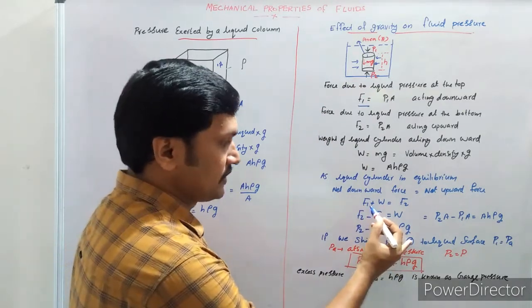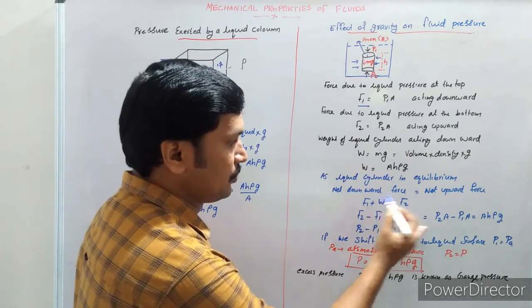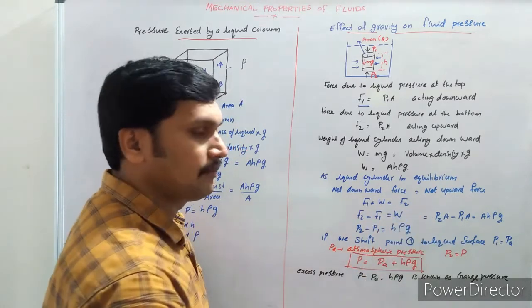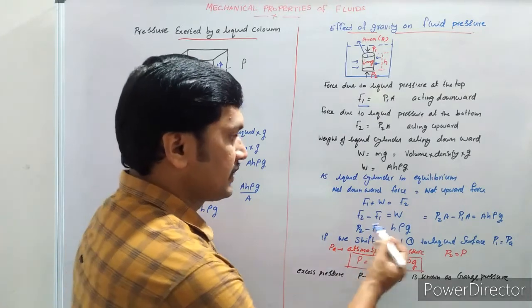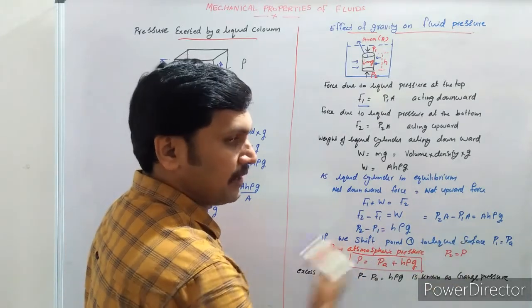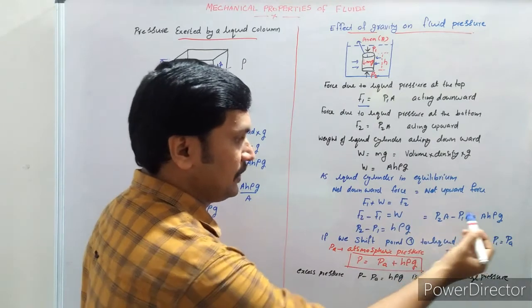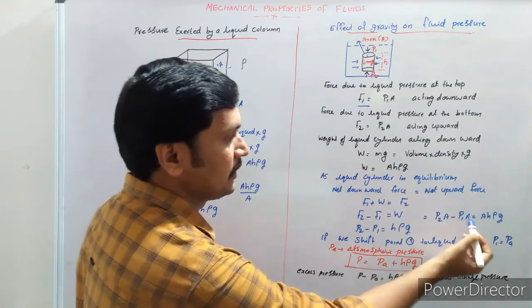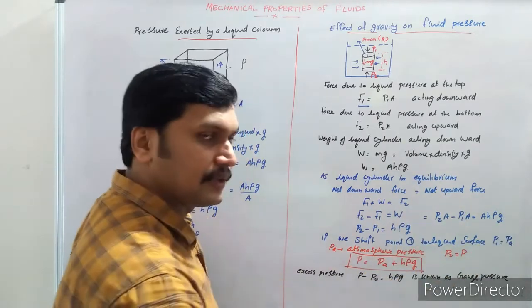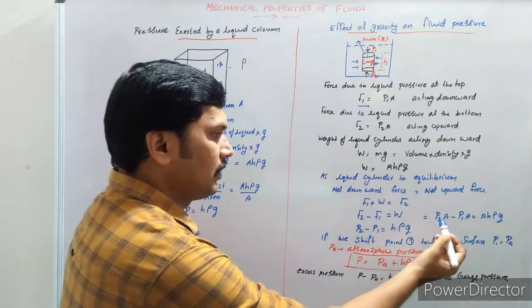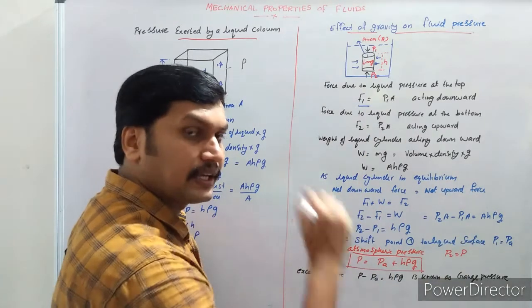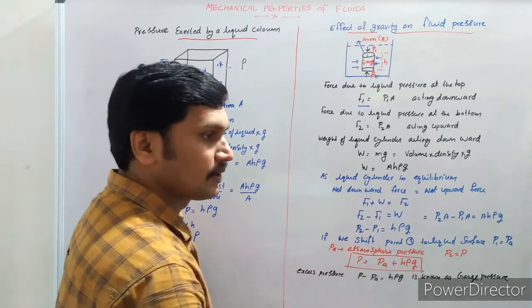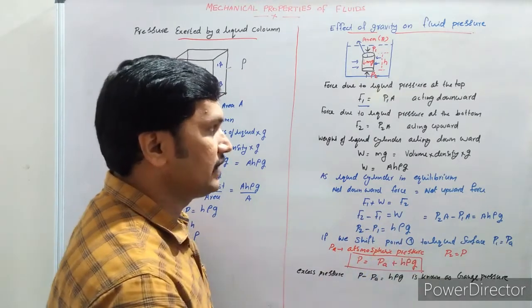So rearrange this equation. We are taking F1 to the right side. F2 minus F1 is equal to W. F2 is equal to P2 into A, and F1 is equal to P1 into A. P2A minus P1A is equal to weight. Weight is equal to A H rho G. So A is common in all terms, so it gets cancelled. So P2 minus P1 is equal to H rho G.